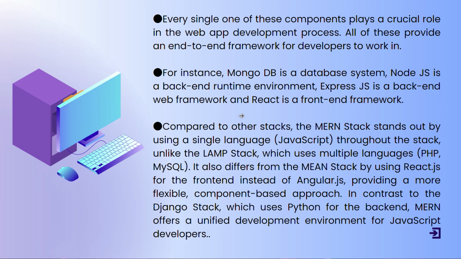As compared to other stacks, the MERN stack stands out by using a single language, that is JavaScript, throughout the stack, unlike the LAMP stack, which uses multiple languages, that is PHP and MySQL. It also differs from the MEAN stack by using React.js for the front end instead of AngularJS, providing a more flexible component-based approach, in contrast to the Django stack, which uses Python for the backend. MERN offers a unified development environment for JavaScript developers.